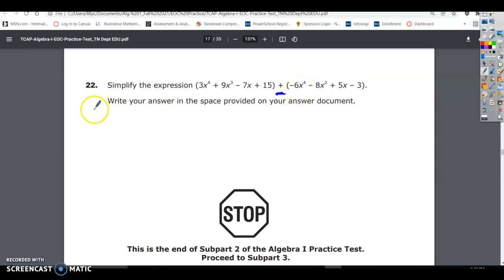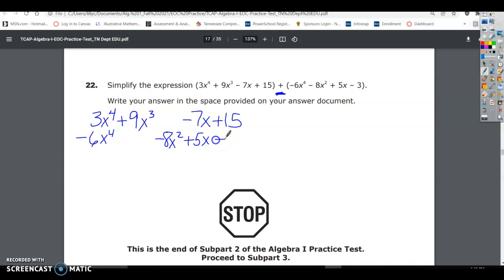So let's write this in vertical, as a vertical one. So we're going to write x cubed. All right, there's no x squared, so I'm going to skip that spot. And then if I want to bring this down, I'm going to do negative 6x to the fourth. And then there's no cubed, but there is a squared, 8x squared plus 5x, and then minus 3.